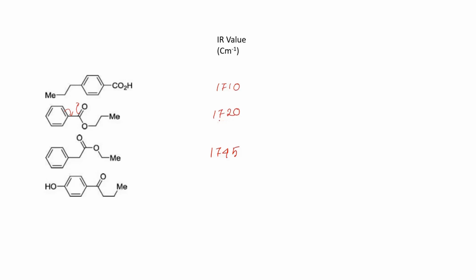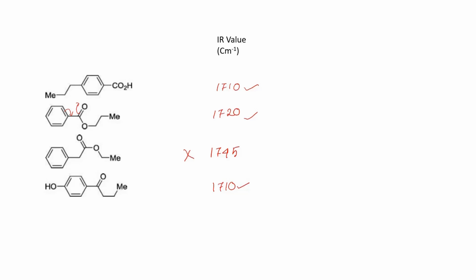And this is a ketone and a conjugated ketone, so its value will be a little less, around 1710. So these three values are nearly close. That is one indication, so we can neglect option C.